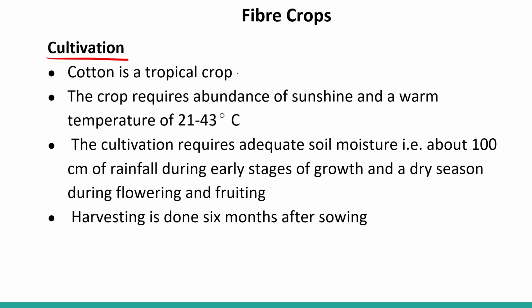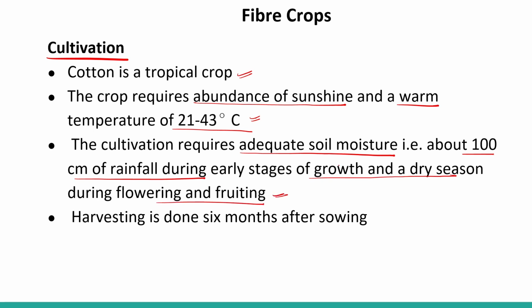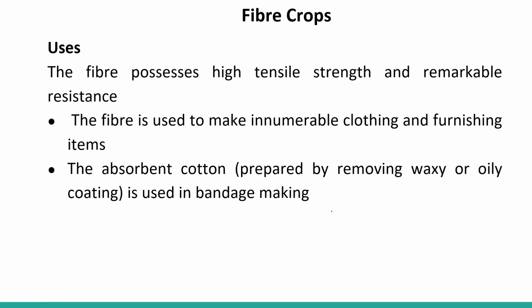Cultivation. Cotton is a tropical plant, as we have already discussed. So this is a tropical crop. The crop requires abundant sunshine and a warm temperature, around 21 to 43 degrees centigrade. The cultivation requires adequate soil moisture, about 100 centimeters of rainfall during the early stages of growth, and a dry season during flowering and fruiting. So in the early stage the plant requires 100 centimeters of rainfall, but in the flowering and fruiting stage it requires quite a dry season. Harvesting is done in the 6th month after sowing.